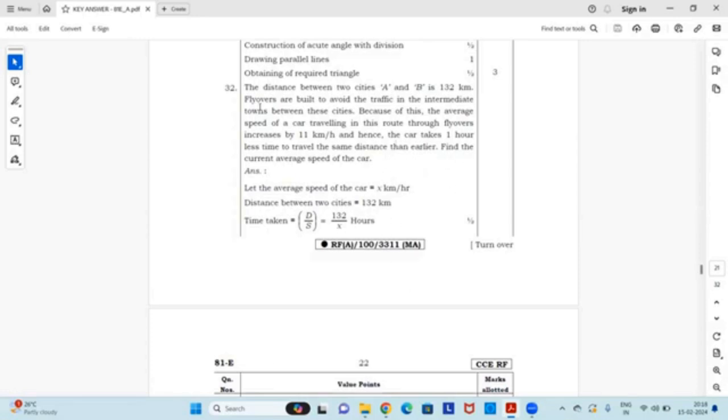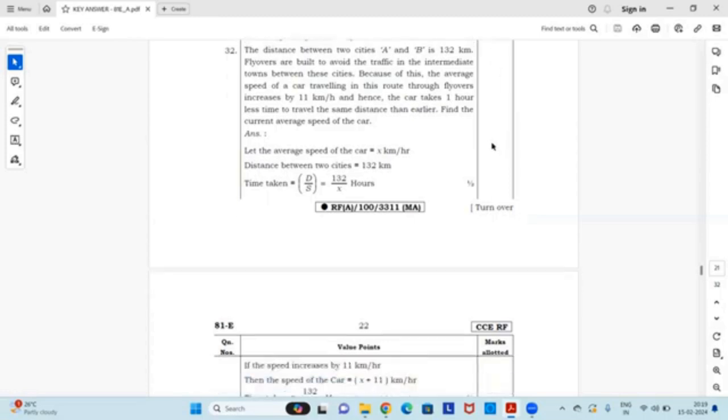Please read it carefully. Okay, I'll read the question for you. The distance between two cities A and B is 132 kilometers. Flyovers are built to avoid the traffic in the intermediate towns between the cities. Because of this, the average speed of a car traveling on this route through flyovers increases by 11 kilometers per hour, and hence the car takes 1 hour less time to travel the same distance than earlier. Find the current average speed of the car.